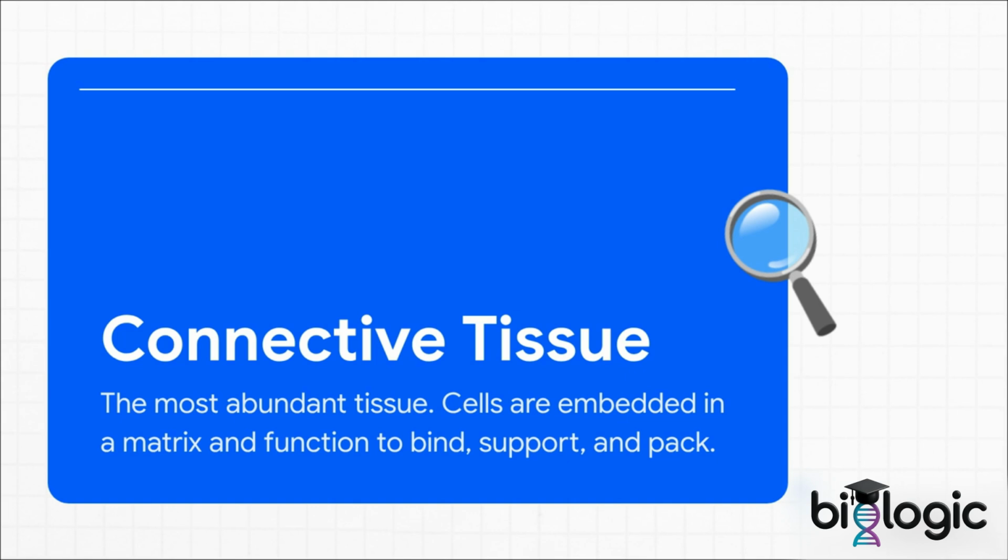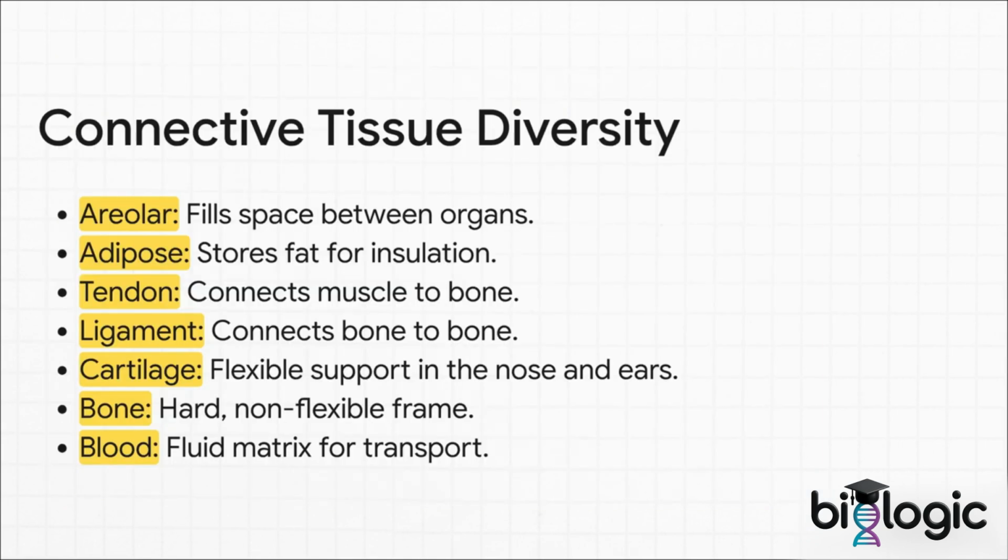And this matrix can be anything, from a liquid, like the plasma in our blood, to a flexible gel, like in cartilage, all the way to a rock-hard solid, like in our bones. This variety is what lets connective tissue do so many different jobs. And just look at how diverse it is.